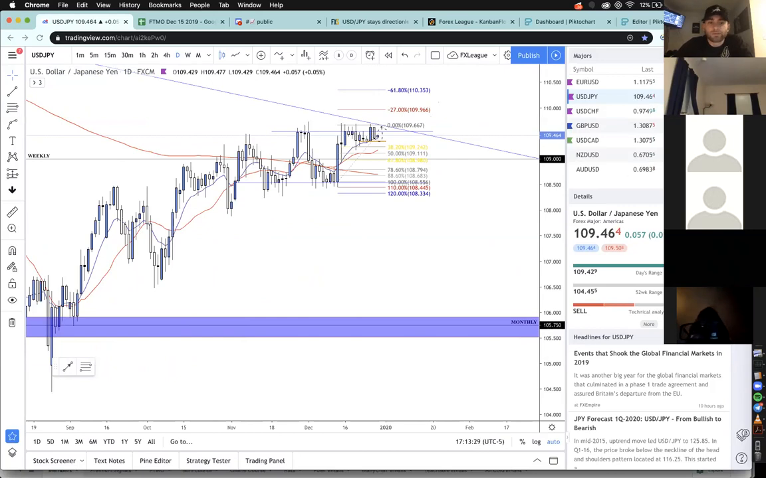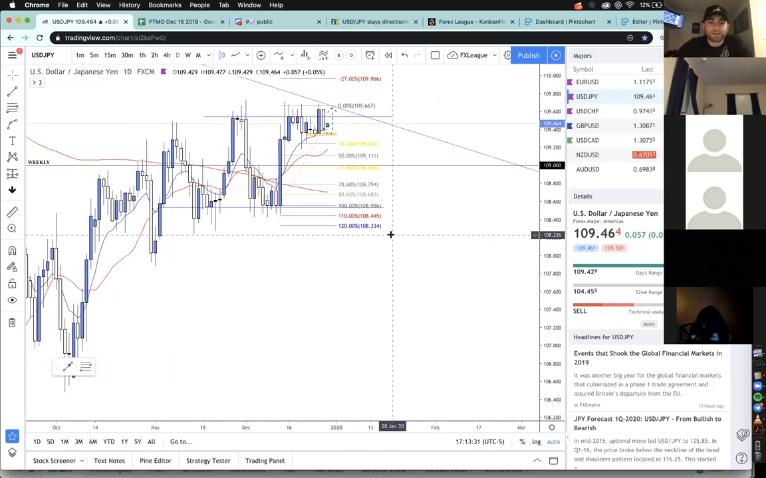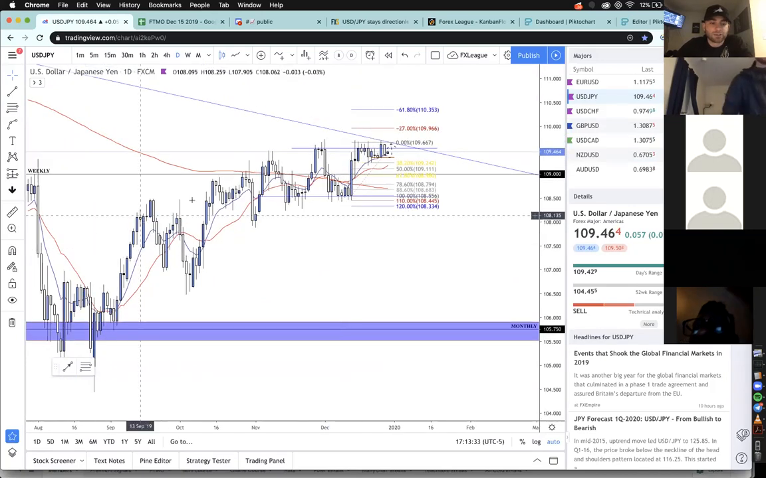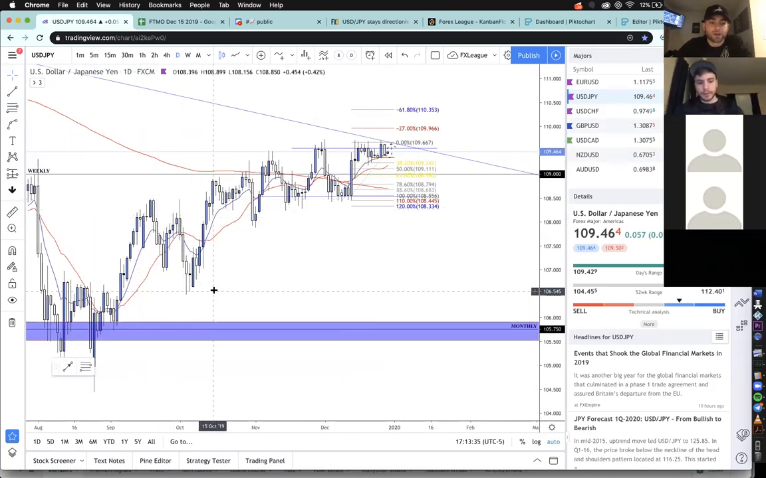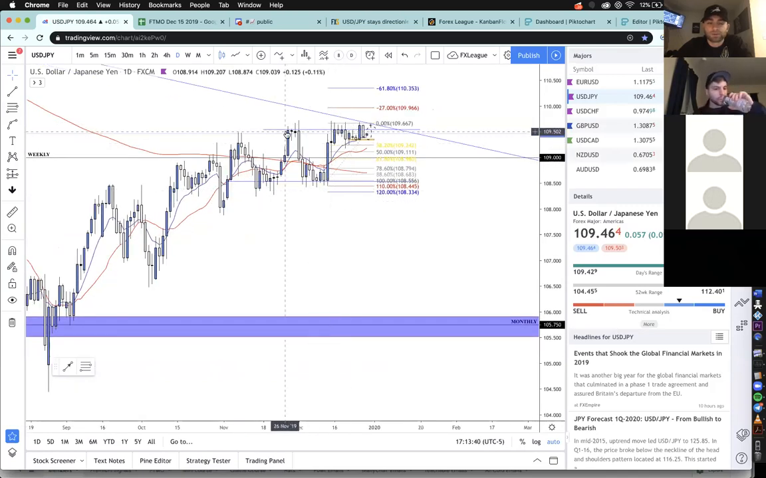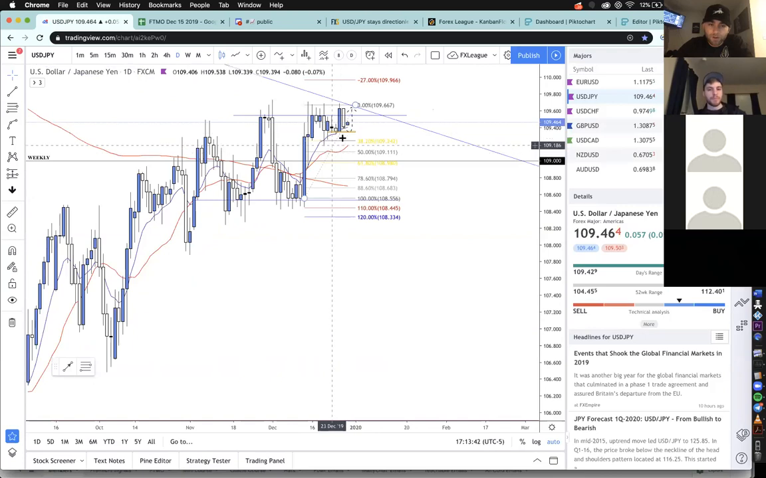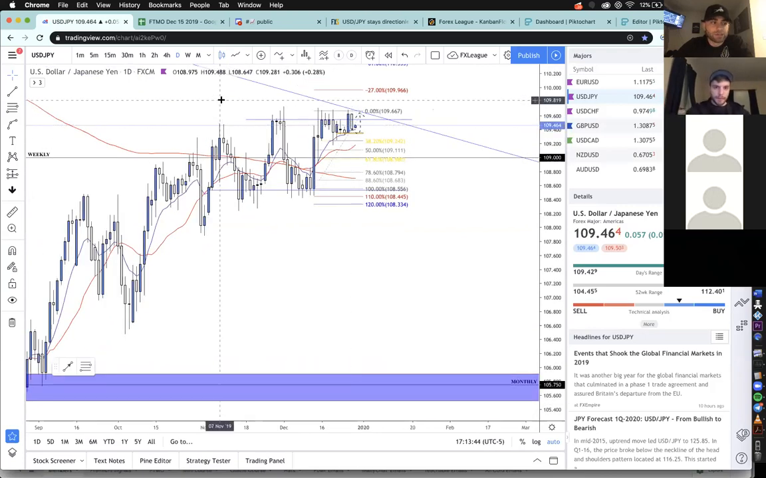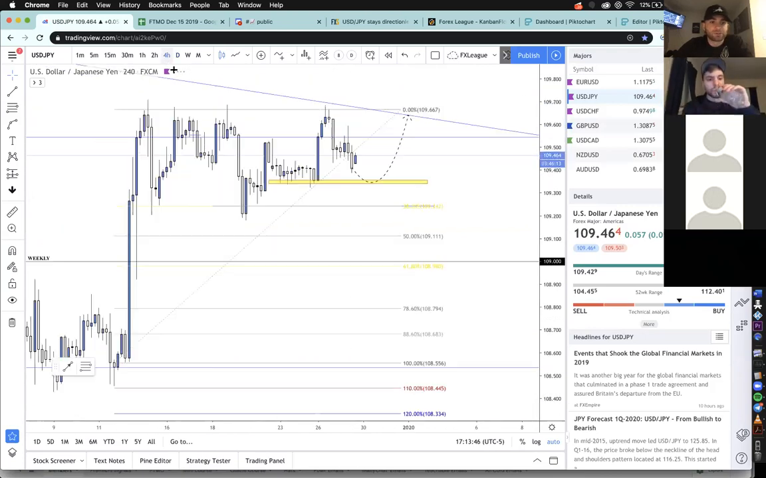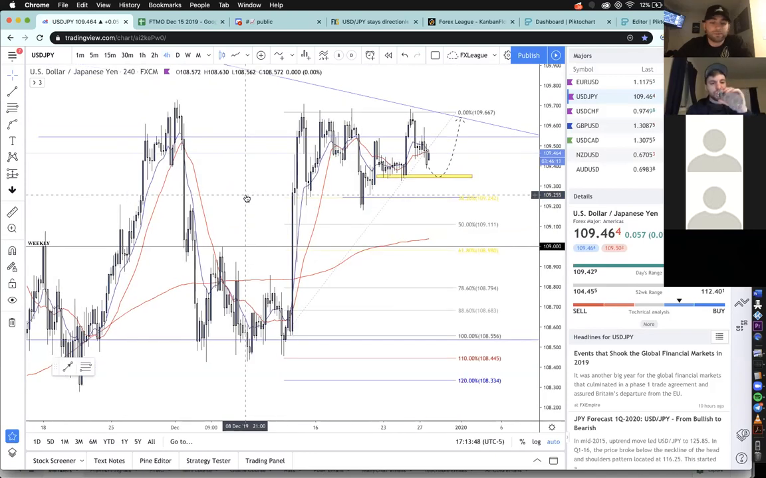So we're just going to wait for transitions to take place. We're on the daily right now. Look at daily structure. We got higher highs, higher lows, higher high, higher low. Right here, we're just retesting this previous higher high. We're up above the moving averages. So at this point, structure is telling us that things are very bullish at the moment.